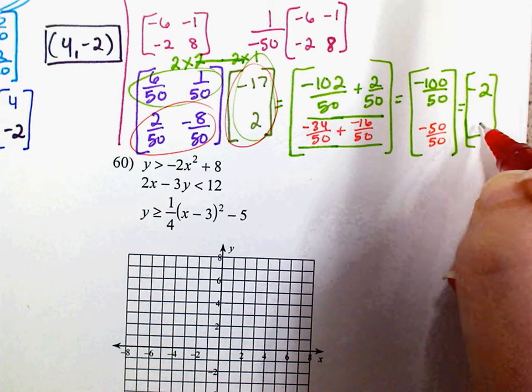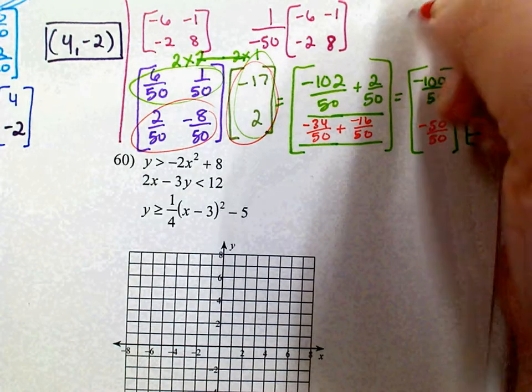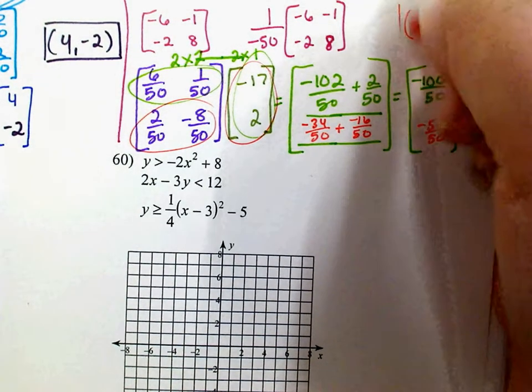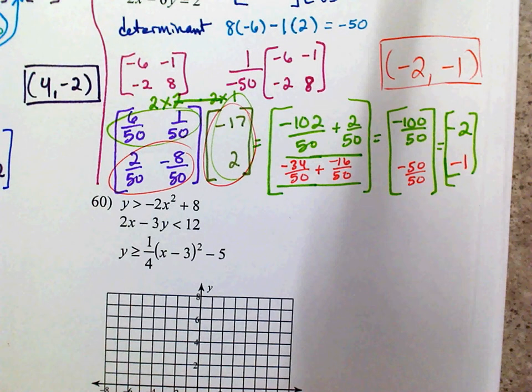Okay. So there we go. My final answer is going to be the coordinate point negative 2, negative 1. But without the work, that would probably be on a calculator question. As far as the work, I'd have to see that to get full credit. Okay?